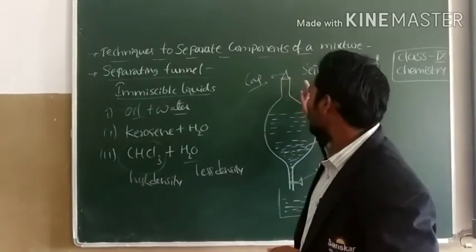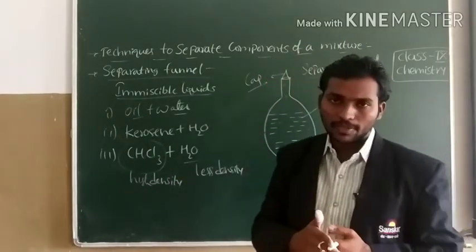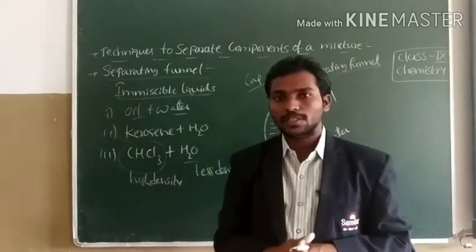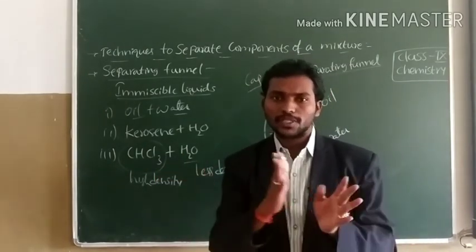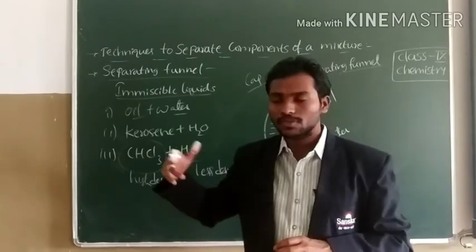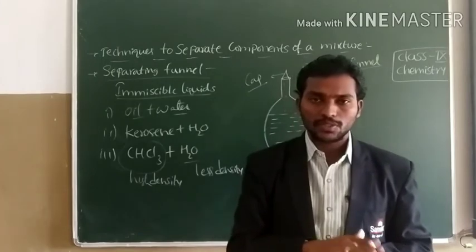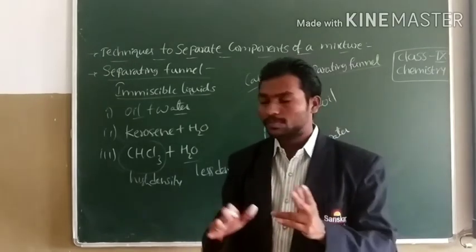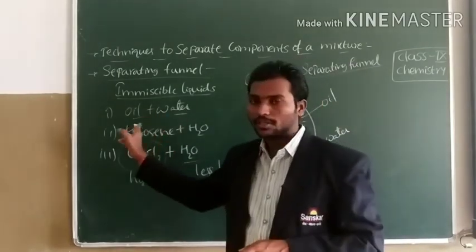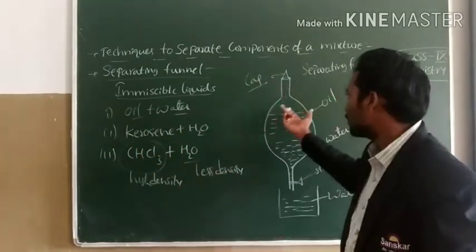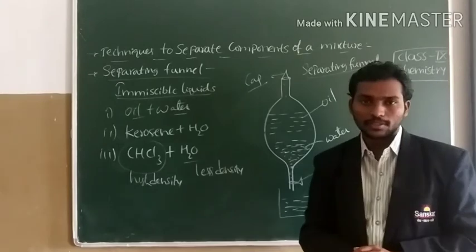And the third technique, separating funnel. The separating funnel technique is based on the densities of two immiscible liquids. Immiscible liquids means those which don't mix together, and the liquid which has low density floats over the high density liquid. It is used to separate mixtures of two immiscible liquids like oil and water, kerosene and water, and chloroform and water. And this is the diagram of the separating funnel.